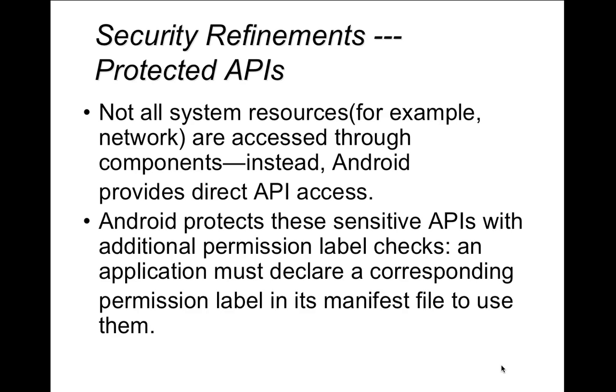And then we have protected APIs. Not all system resources, for example networks, are accessed through components. Instead, Android provides API access through them, so we can load on security APIs. Android protects the sensitive APIs with additional permission label checks, so there must be corresponding labels in the manifest file to use them.